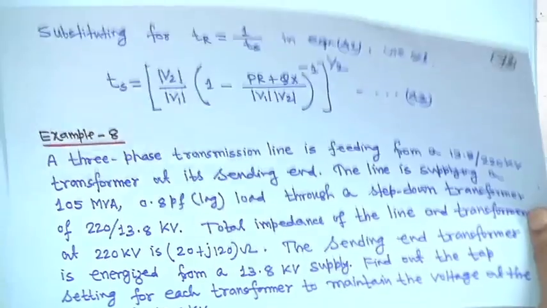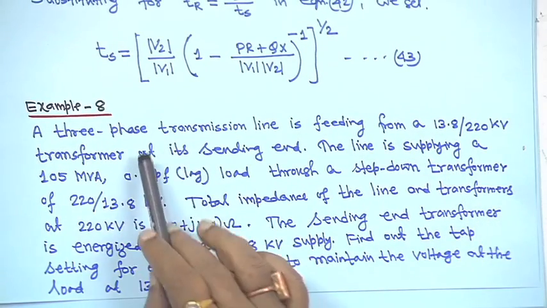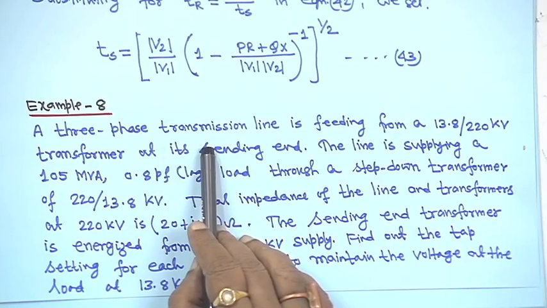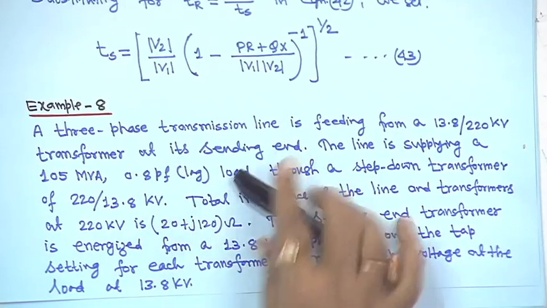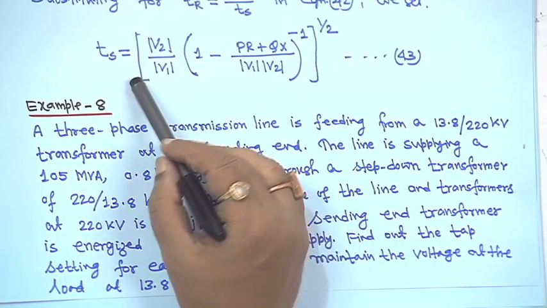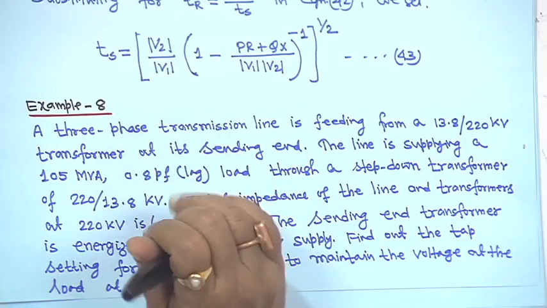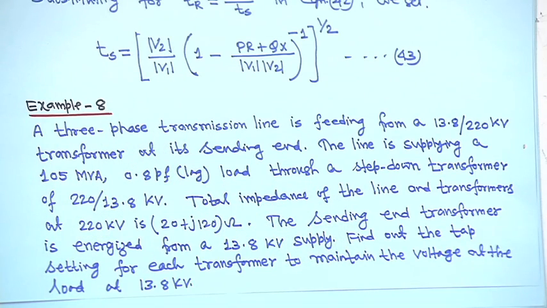Now, we will take an example. Before giving the example, we have some ideas regarding the tap changing transformer, and this expression to find out the tap ratio. One side, either Ts or Tr, any side you find out, and from that you can get the tap ratios.